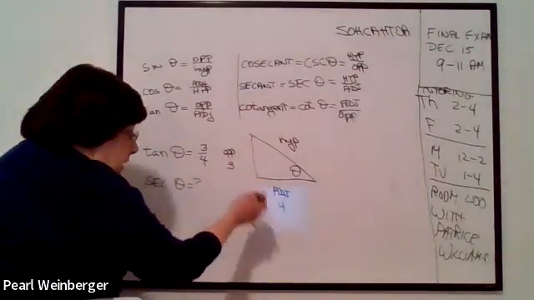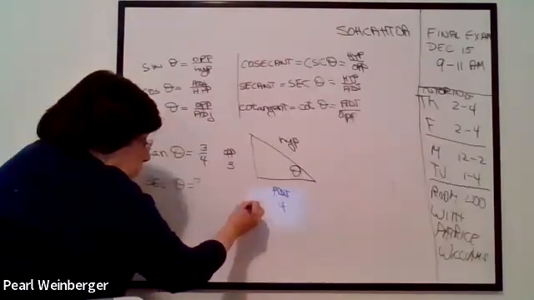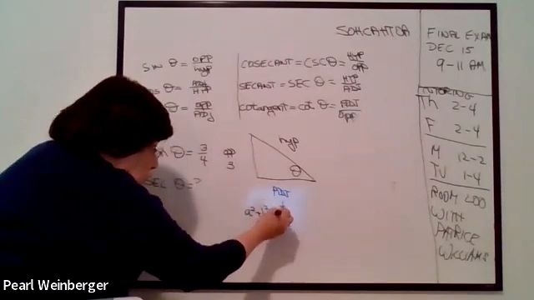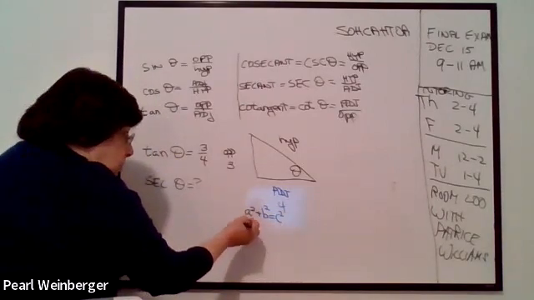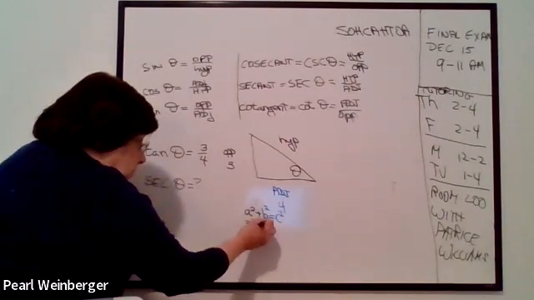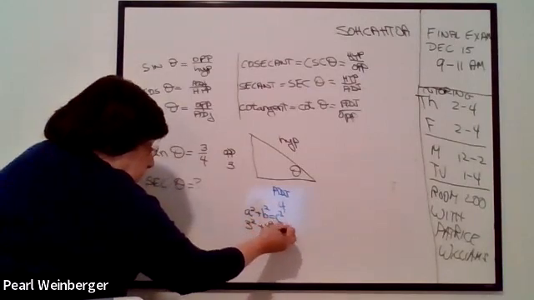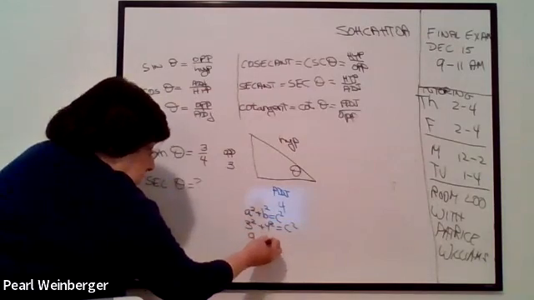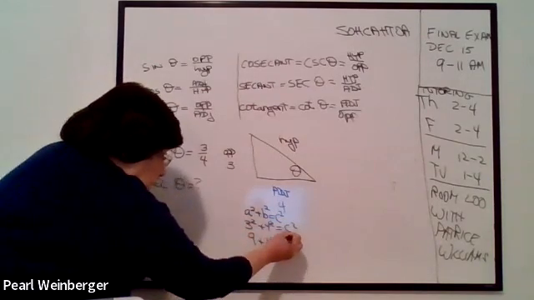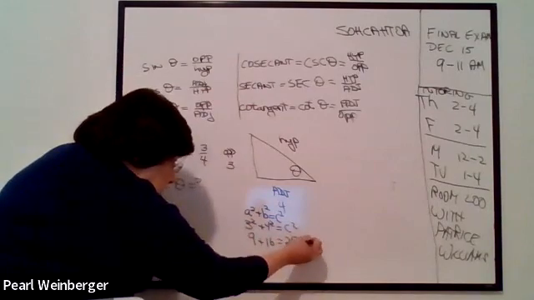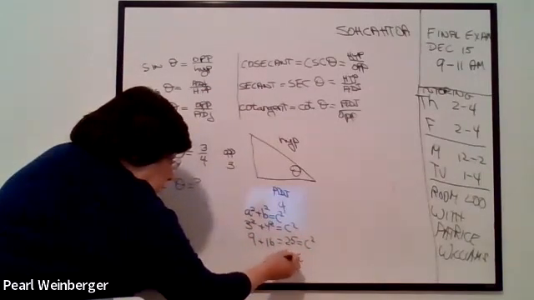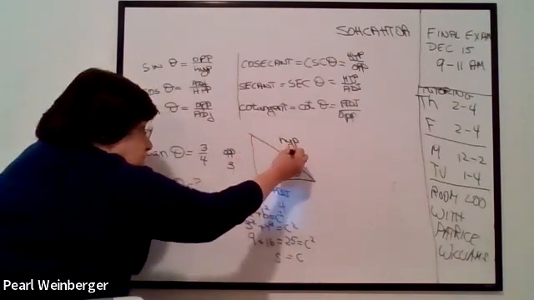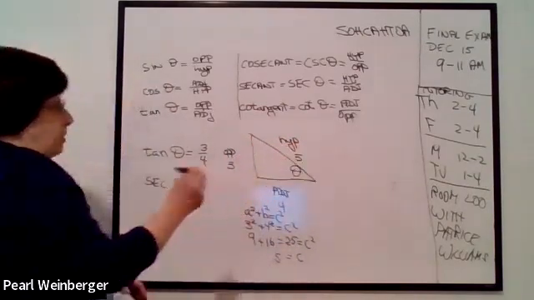Well, we have a squared plus b squared equals c squared. So it's 3 squared plus 4 squared equals c squared. And we get 9 plus 16, which is 25, is c squared. So c, our hypotenuse, has to be equal to 5. Very nicely it came out to be a rational number.